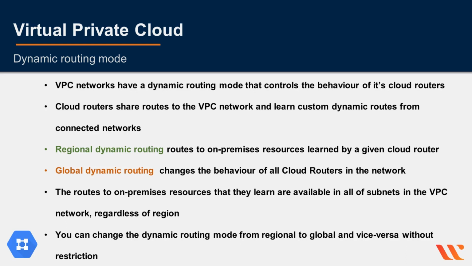Global dynamic routing changes the behavior of all cloud routers in the network. The routes to on-prem resources that they learn are available in all of the subnets in the VPC network, regardless of the region. Unless modified by custom advertisements, each cloud router shares routes to all subnets in the VPC network with the on-prem counterparts. You can change the dynamic routing mode from regional to global and vice versa with no restriction.